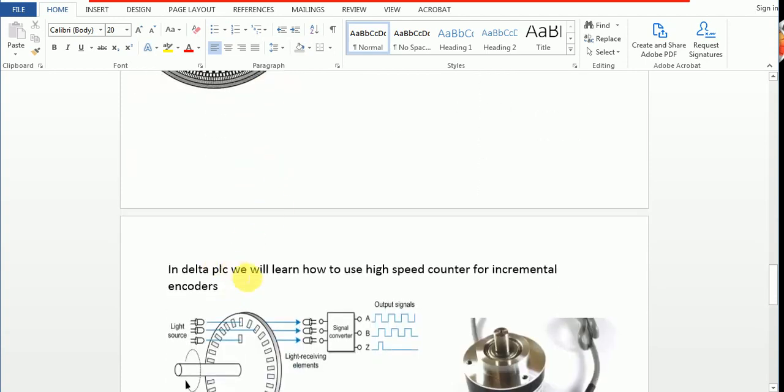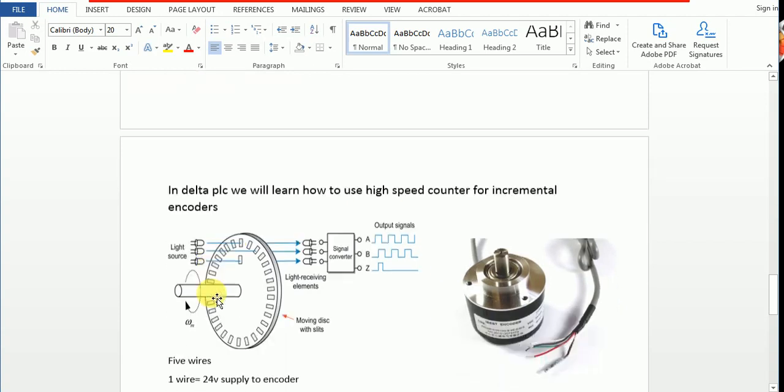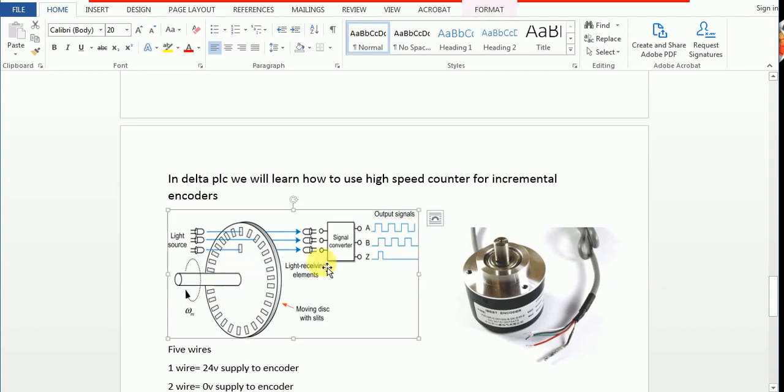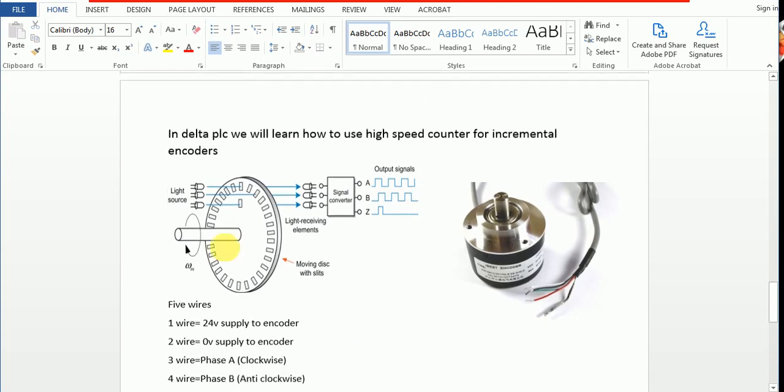In Delta PLC we will learn how to use the high-speed counter for incremental encoders. You can see this is an incremental encoder circuit diagram. There are 3 LEDs and 3 light receiving elements, attached to some counters, and these are moving discs with slits. When this moving disc with the slits moves with the shaft, it will give some value.